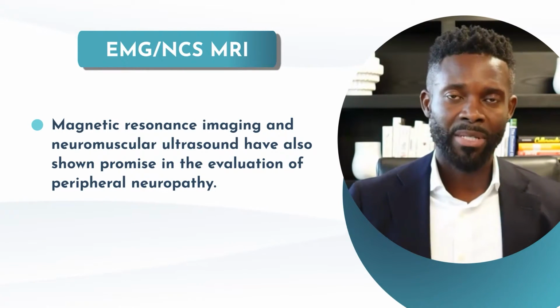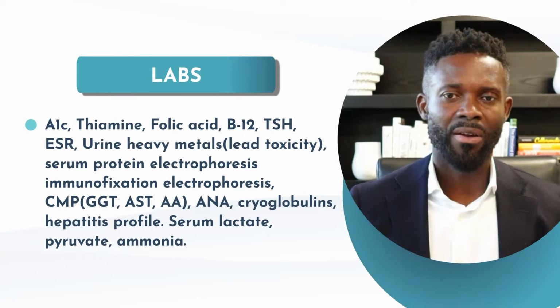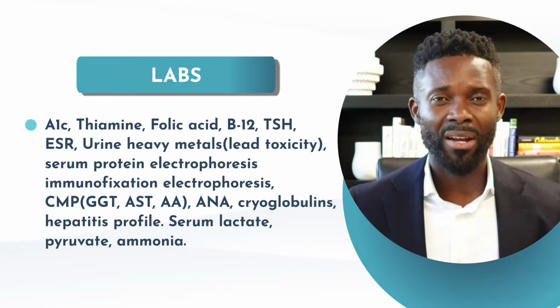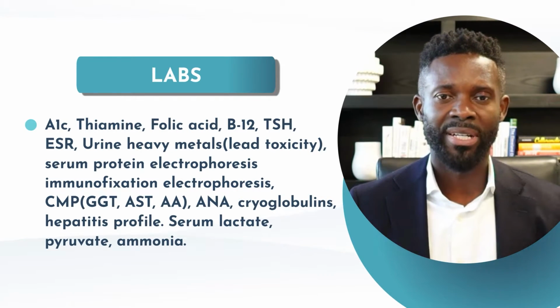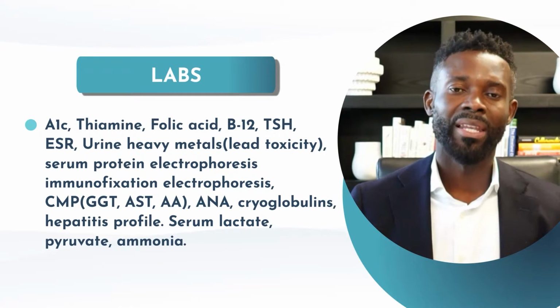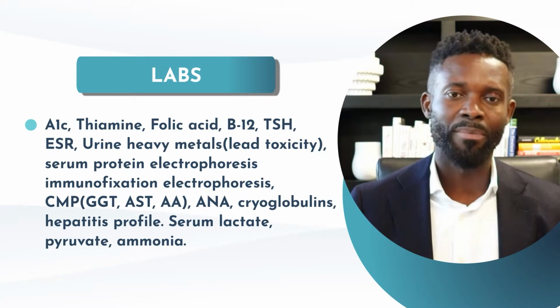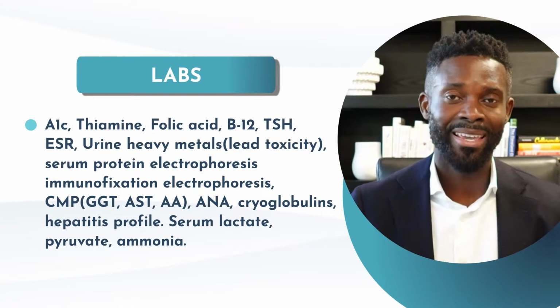So in terms of labs, from a conventional standpoint, we will check A1C, thiamine, folic acid, B12, TSH, ESR, checking for heavy metals in the urine, serum protein electrophoresis or immunofixation to rule out other types of cancers, looking at the liver function, checking for signs of alcohol, checking CMP, GGT, AST, and ALT.